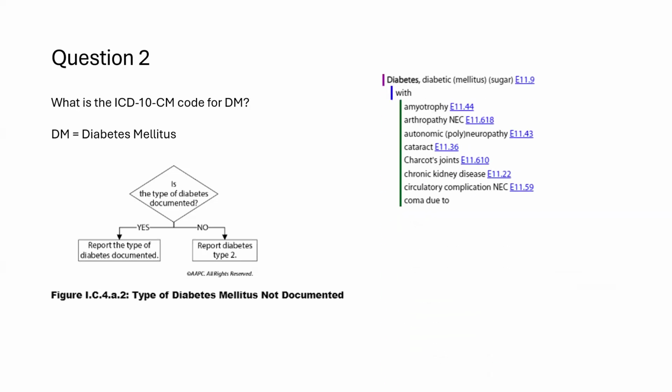In the ICD-10 alphabetic index, look for diabetes. We can see again that mellitus is a non-essential modifier. You are referred to E11.9. In the tabular list, locate E11.9. That is the correct code.